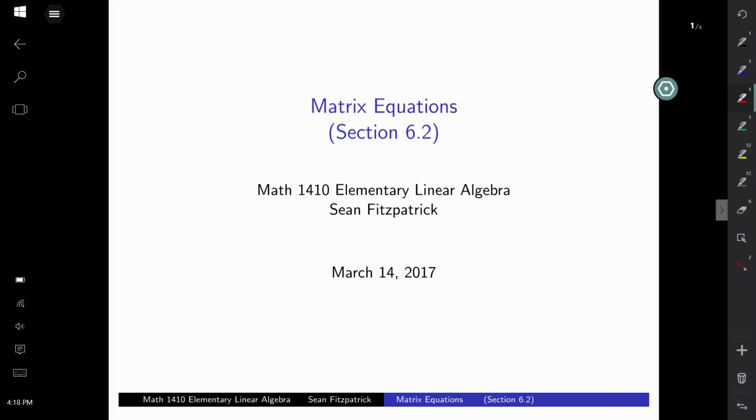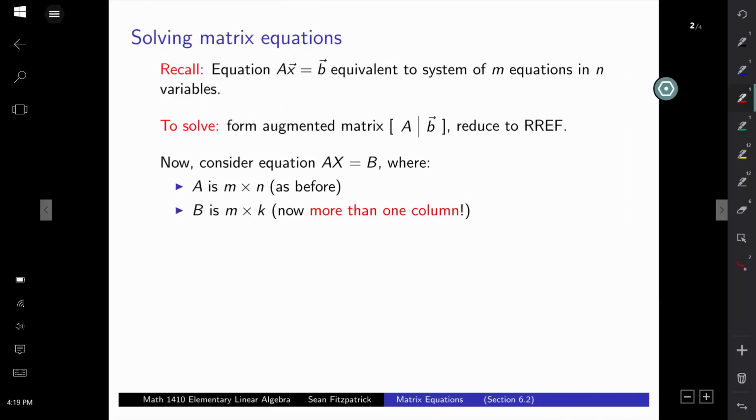Alright, so in this next video, we're going to go over matrix equations. This is going to be a generalization of the systems of linear equations that we've dealt with earlier on in section 6.1. The reason we're looking at this is that it will develop the computational methods that we need for computing matrix inverses in section 6.3.